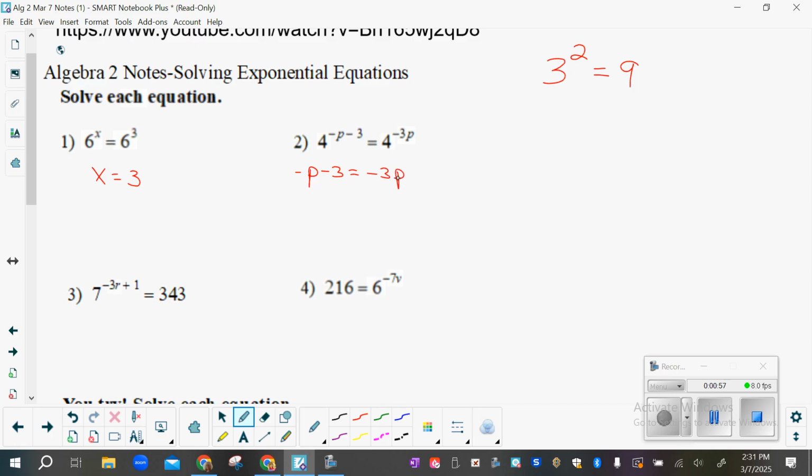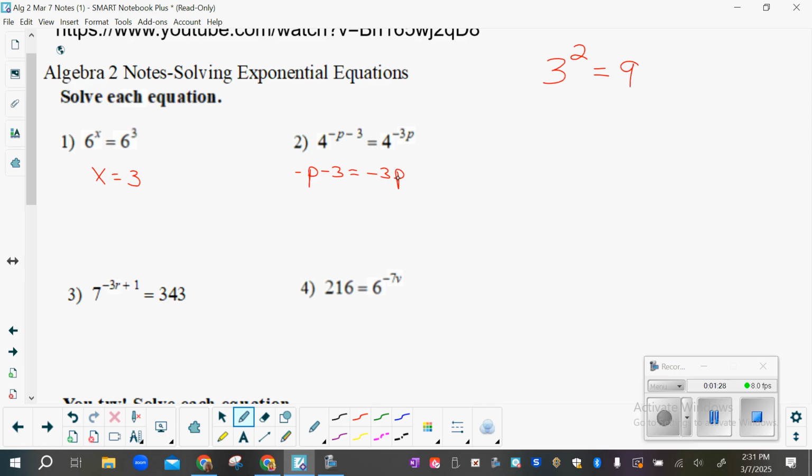Is there somebody that disagrees that the bases were the same there? I disagree. You disagree? The base is a 4 and a 4. It's all about the base. P minus 3, that's not the base. Oh, wait. He has a point. Oh, Chelsea has a point though. No, because negative times negative is positive. Negative is all about the base.